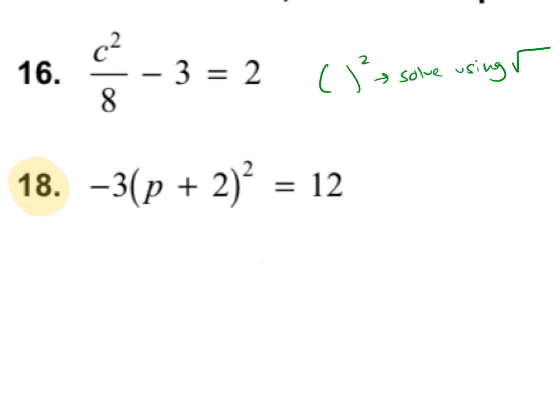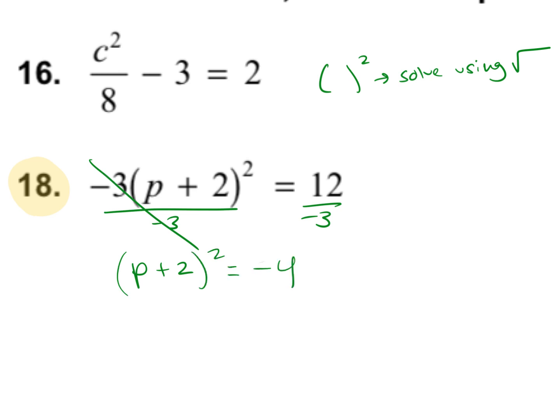So I want to get that parentheses squared all by itself. So how would I move that negative 3 to the other side? What do I do? Awesome, divide it. It's being multiplied to our parentheses, so to move it over, we divide. So we have p plus 2 squared is equal to negative 4. What do we do next?